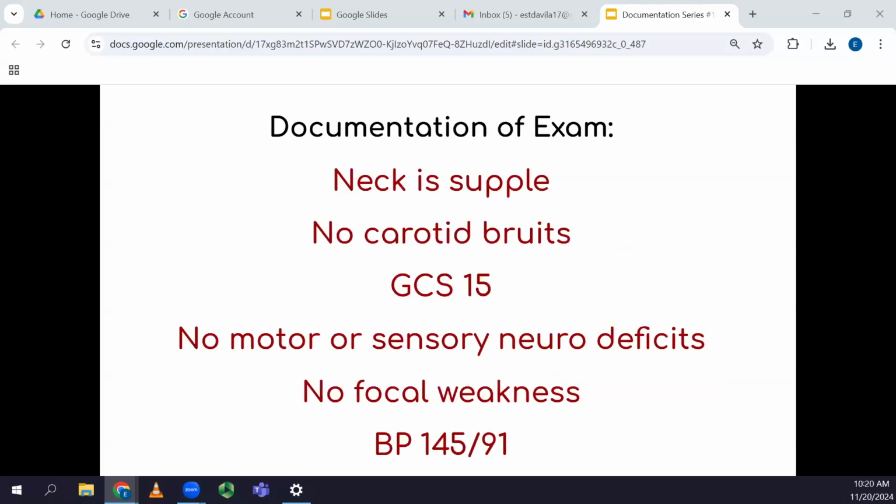And then in the documentation of the exam, they have that the neck is supple, there's no carotid bruits, the GCS is 15, there's no motor or sensory neurodeficits, no focal weakness, and the blood pressure is 140s over 90s.